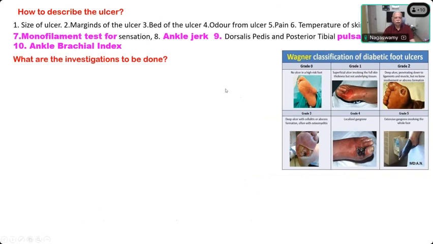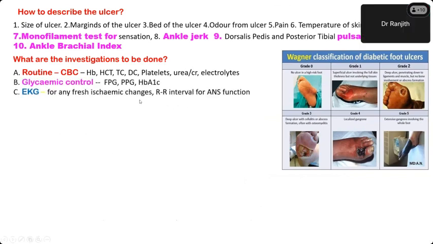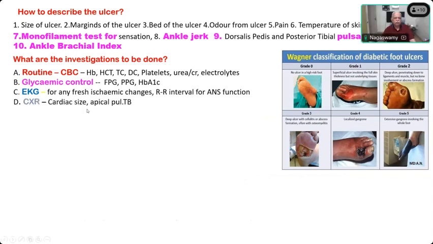What are the investigations you have to do before you take up this patient? So routine investigations along with HbA1c, fasting and postprandial blood sugar. Routine CBC, platelets and electrolytes, glycemic control, ECG changes, RR intervals, CXR for cardiac size, and to look for pulmonary tuberculosis, which is very common in chronic diabetic patients. Echo for LV function and regional wall motion abnormality. Doppler study of the lower limb vessels to see the blood flow.